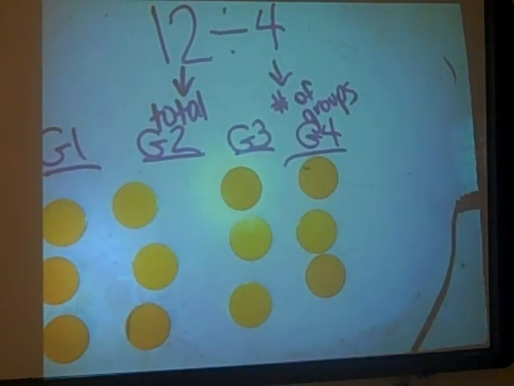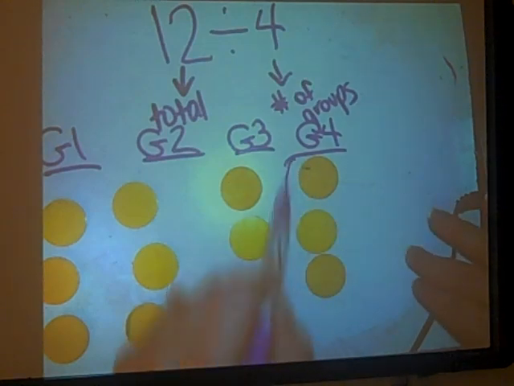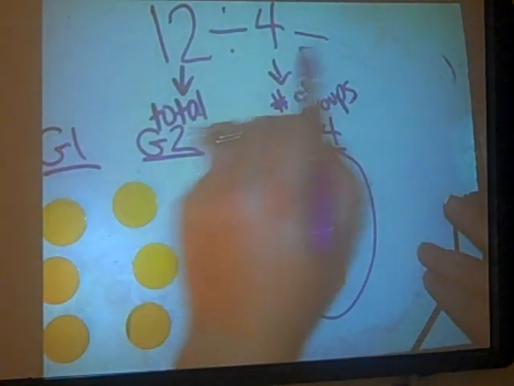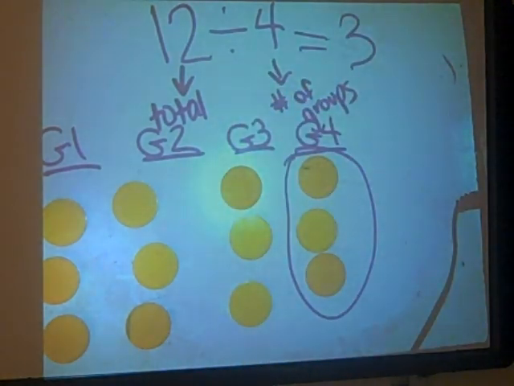And for division, we knew the total number that we had. We knew the number of groups we needed to make. The only thing we didn't know was how many was in each group. So you're going to go to any group, and it doesn't really matter which group. And you're going to tell me how many do we have there. We had positive 3 there. So our solution is 3.